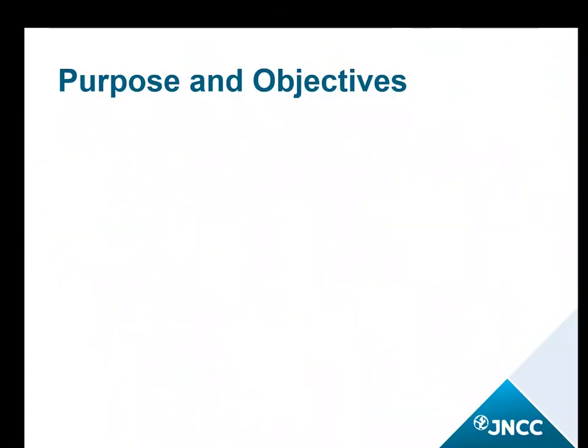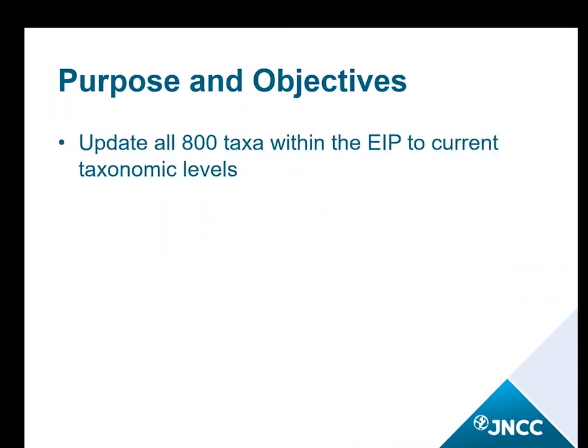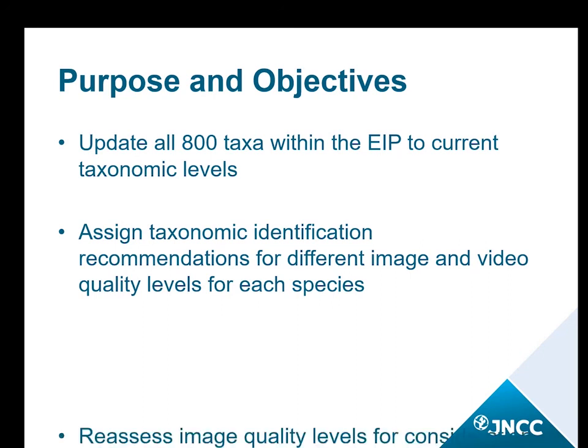The purpose of the Epiphone Identification Protocol is, currently we have a list of around 800 taxa within it, and the idea was to update those to meet current taxonomic levels within WoRMS and make sure the classifications were all up to date, and then to assign taxonomic recommendations for different imagery and video quality levels for each individual entry within that spreadsheet, so each taxonomic identification within there.